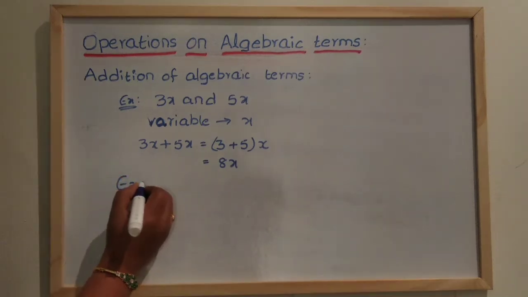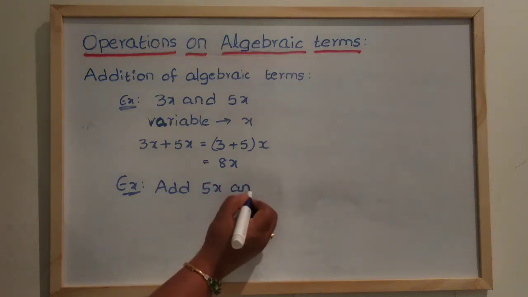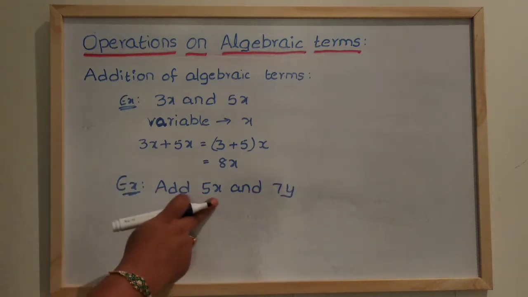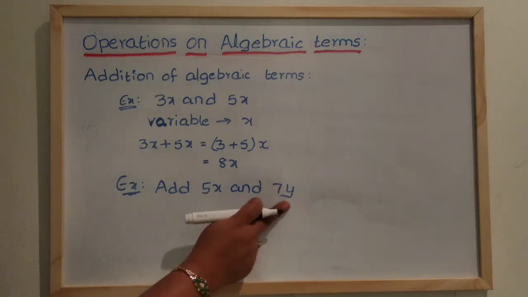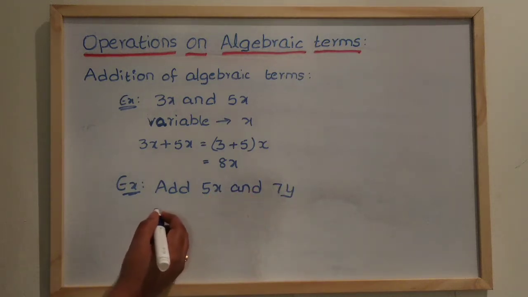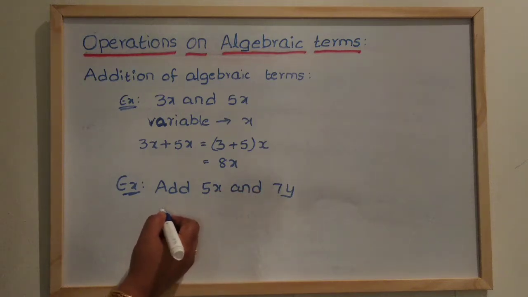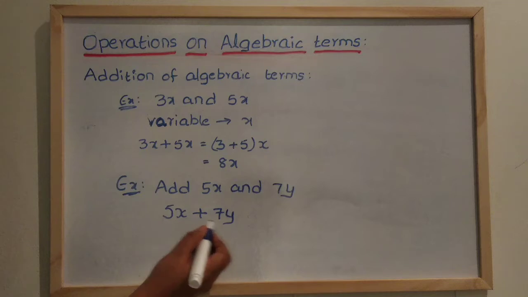Let us consider one more example. Add 5x and 7y. Here in the term 5x, x is the variable and in the term 7y, y is the variable. Variables are different in both the terms. In this case, the numerical coefficients cannot be added. The algebraic expression will be 5x plus 7y.